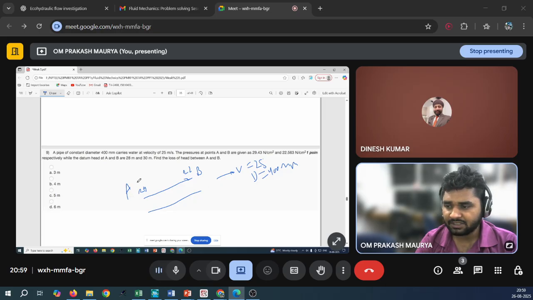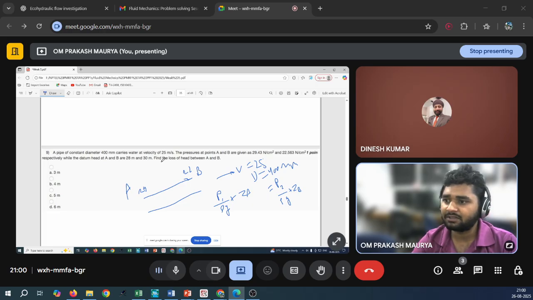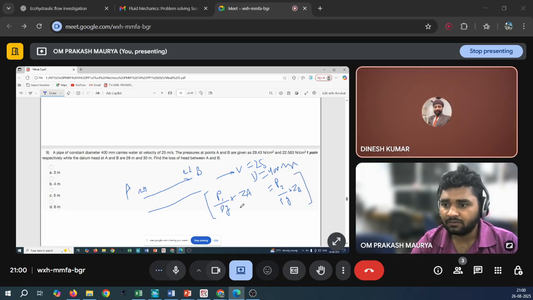Since the velocity is the same, the v1 and v2 terms cancel out. Only p1 by rho g plus z remains: v1 squared by 2g on one side and v2 squared by 2g on the other side are cancelled because the velocity is the same at points A and B. Only the datum heads remain, that is ZA and ZB, and on this side p2 by rho g plus z. Another thing, we need to calculate the loss of head between A and B. Whether the loss is added on the first side or the second side, how you decide, is very important.